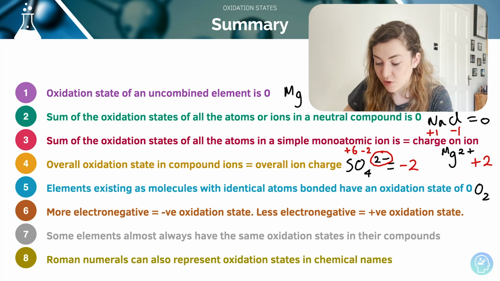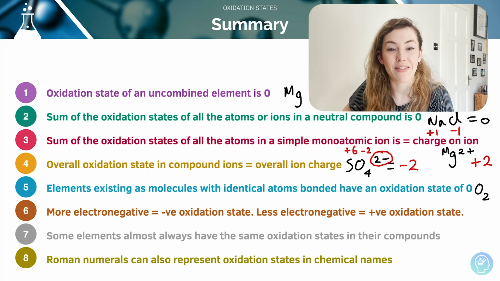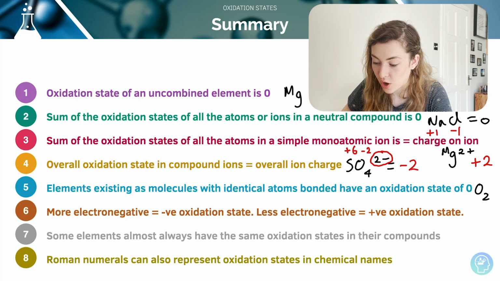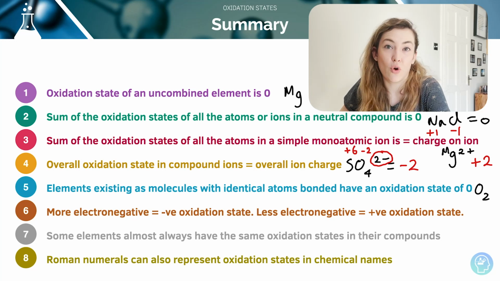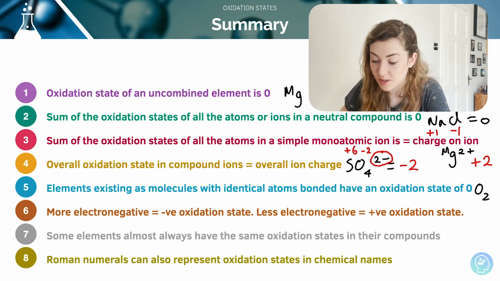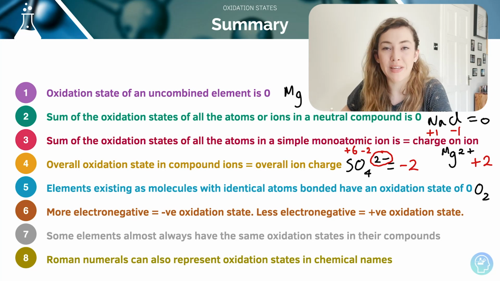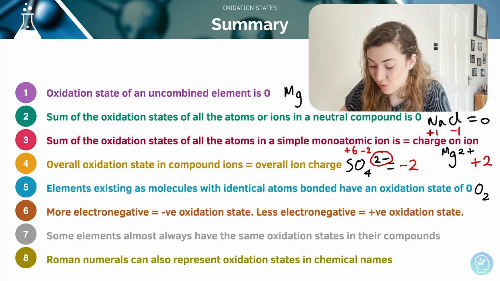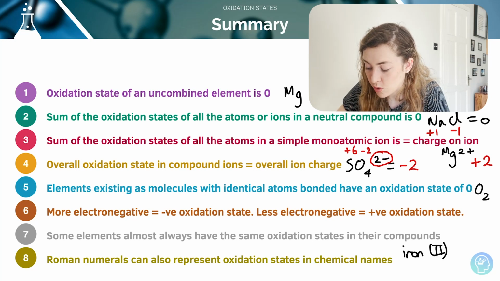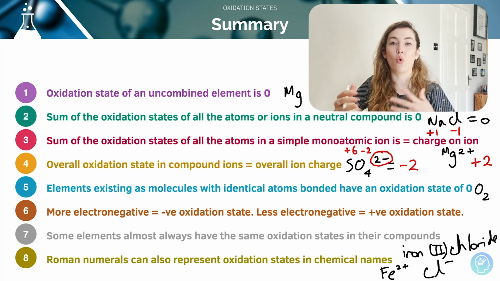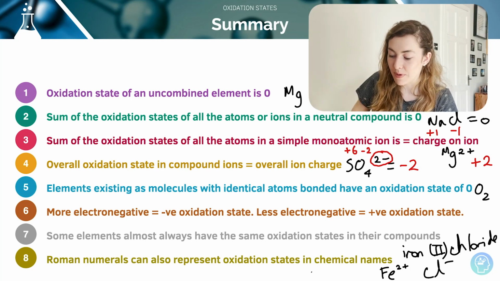Some elements almost always have the same oxidation states in their compounds. That's something that's helpful to know. Transition metals are known for having different charges and different oxidation states, but there are quite a lot of types that don't. Roman numerals help tell us the oxidation state, and this is mostly helpful for the transition elements, but iron is a good example as well. If you see iron(II) chloride written down, that means we've got Fe2+ and Cl- making a compound, and you would balance that accordingly in terms of making the compound. So it would be Fe2Cl.